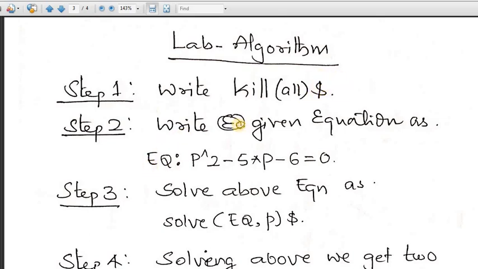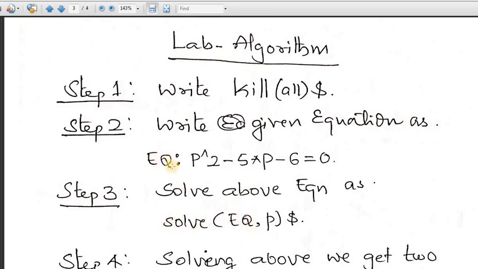Next we have to write the given equation, p square plus 5p minus 6. Actually, it's a misprint. Then this equation is assigned as capital EQ. We have given this symbol for the given equation. Next we have to solve the above equation using the solve command.